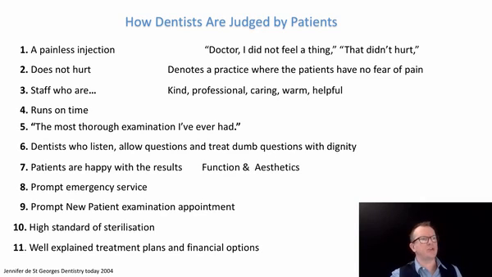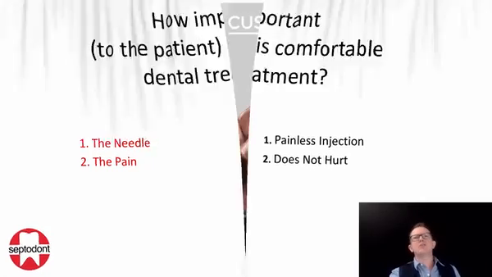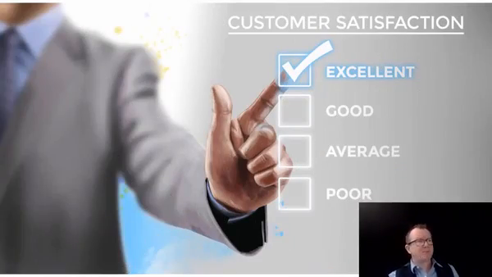And I want to encourage you to start to look at where you sit in terms of that. Because if you look at these two main areas of why patients do come and don't come, the needle is the top reason why people do and don't come, and the pain is number two. So where do you sit in terms of customer satisfaction?